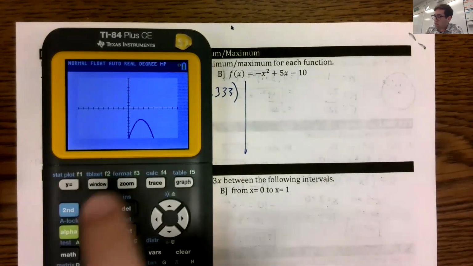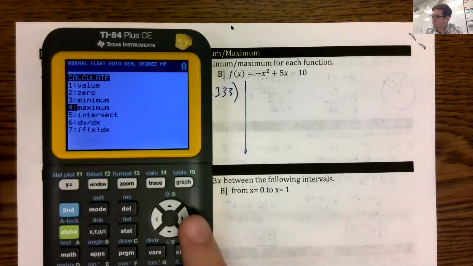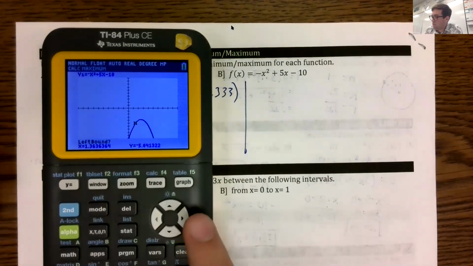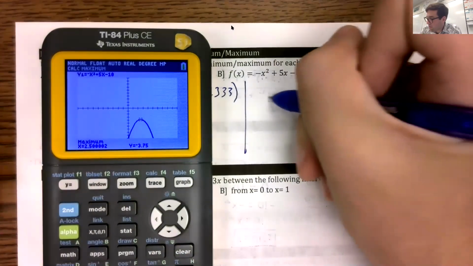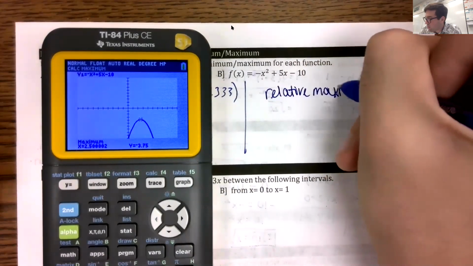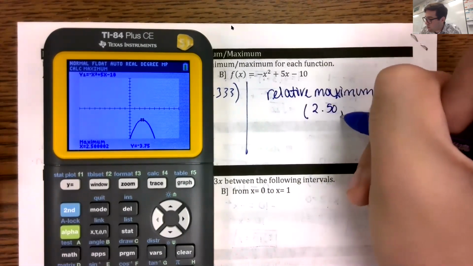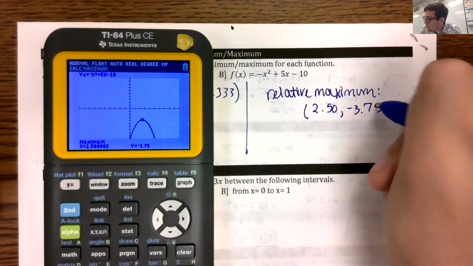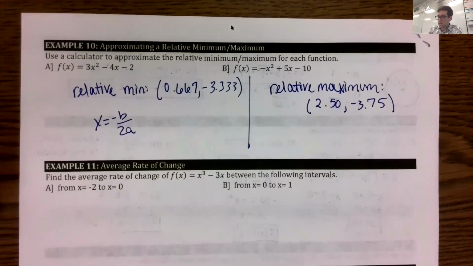All right, we've got an upside down parabola now, upside down U shape. So we're going to go to maximum, a little bit to the left, and a little bit to the right. And we have a relative maximum, 2.50, negative 3.75. So there you go. There's two examples for you, okay?